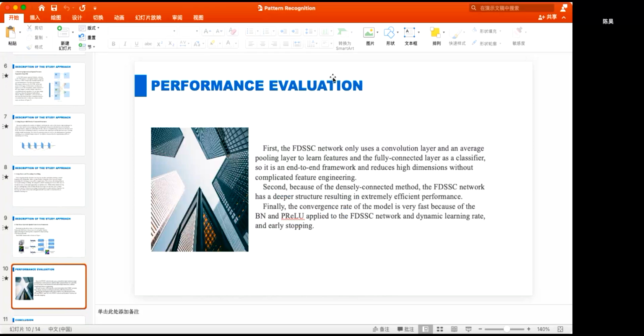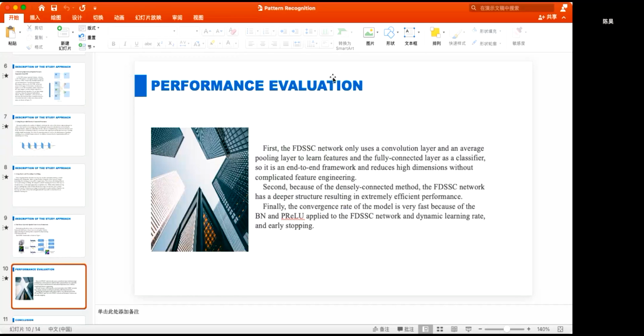So the next part is performance evaluation. First, the FDSSC framework network only uses a convolution layer and an average pooling layer to learn features, and a fully connected layer as a classifier, so that it is an end-to-end framework and reduces high dimensions without complicated feature engineering. Second, because of the densely connected method, the FDSSC network has a deeper structure, resulting in extremely efficient performance.